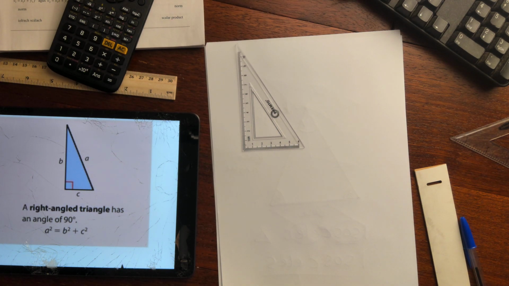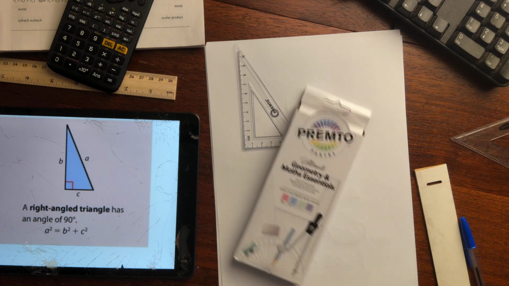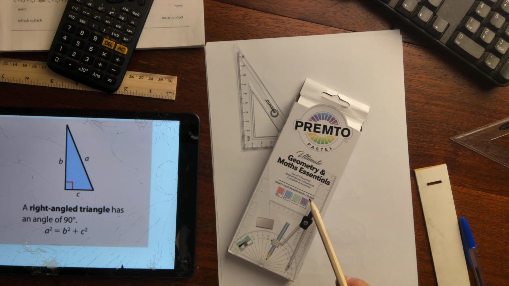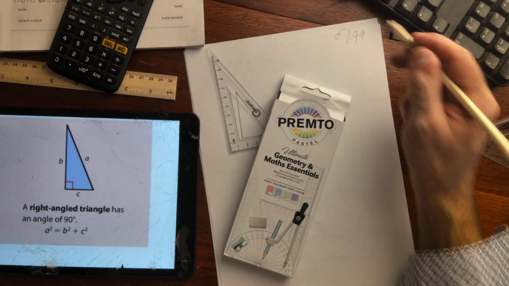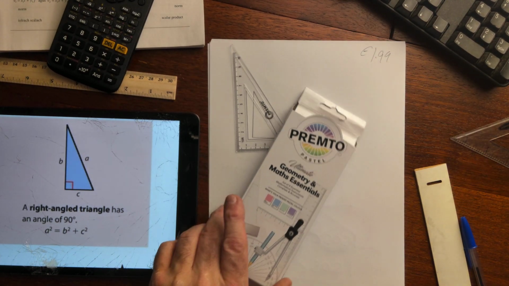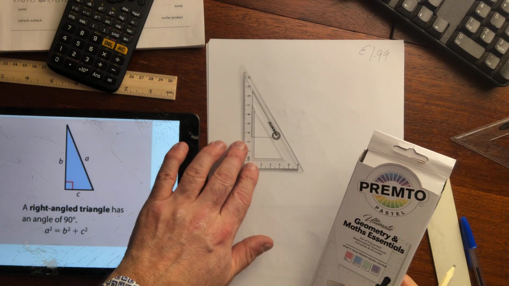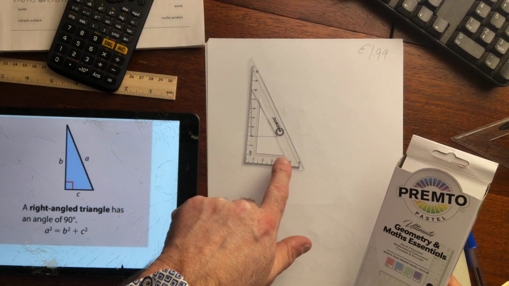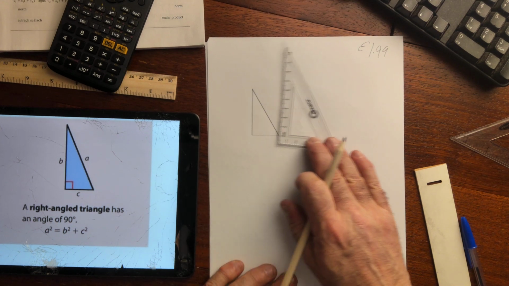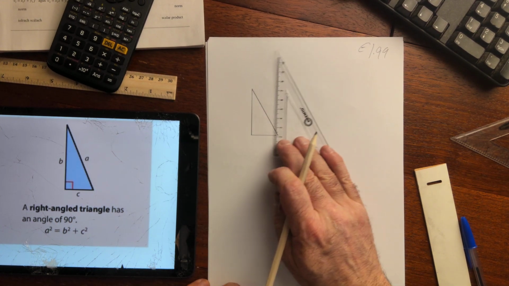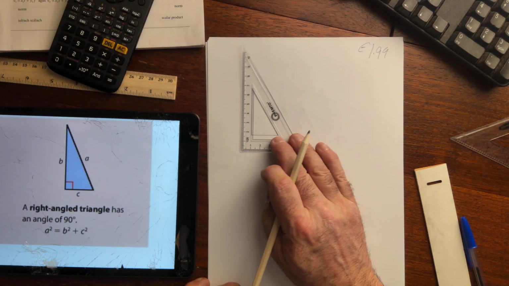Now, as you know, I'm a big fan of Mr. Price, and this is the geometry set I'm using. It is €1.99 in Mr. Price. You don't have to use this one, but I like lots about it. I like the fact that some of them have rounded corners on the insets in the set squares, and that's not much good, because our corners should be nice and sharp. Our vertices, our vertexes, our corners.